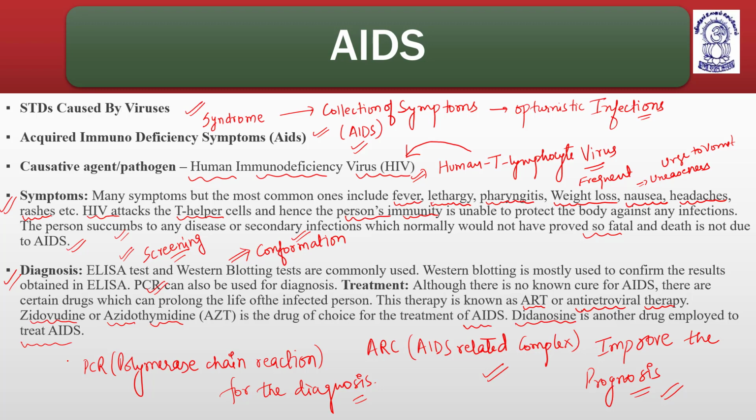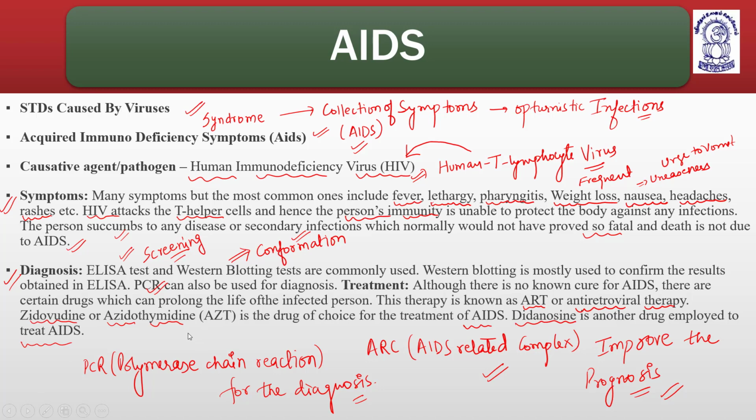Is that understood? Now, although there is no sure shot cure for AIDS, we are on to different types of therapies. One among them is antiretroviral therapy. This antiretroviral therapy includes zidovudine, which is the drug of choice, and diadenosine, which is also given as a drug to treat AIDS.